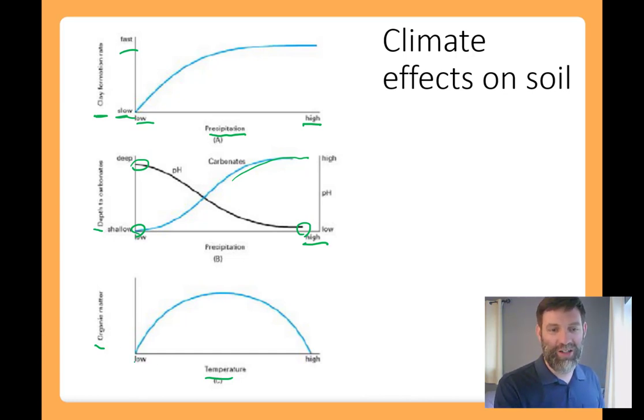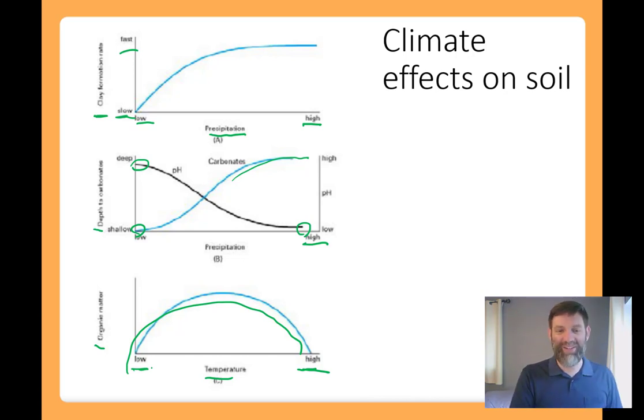But with temperature, it's sort of this bowed curve. At very high temperatures, you speed up microbial activity, and they break down organic matter. At very low temperatures, you just don't have a lot of plant growth. The primary productivity that produces that organic matter is just not happening very much, and so you have low inputs.